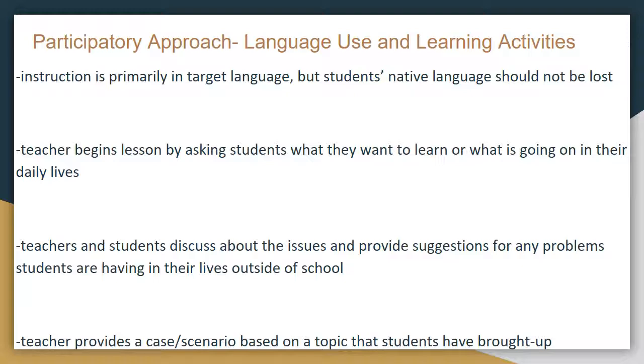So the teacher begins the lesson by asking students what they want to learn or what is going on in their daily lives. And then the students and the teacher have a discussion about those issues. And then they kind of problem solve together as a group what they could do, or they make suggestions about how they could learn more about the subject or what they would need to solve the problem. Then the teacher might go into one specific scenario in detail, and that topic could be from something students expressed the day before and earlier lessons, or it could even be that specific day. And the teacher will help go into further detail and provide students with the language skills they need to successfully solve that problem.